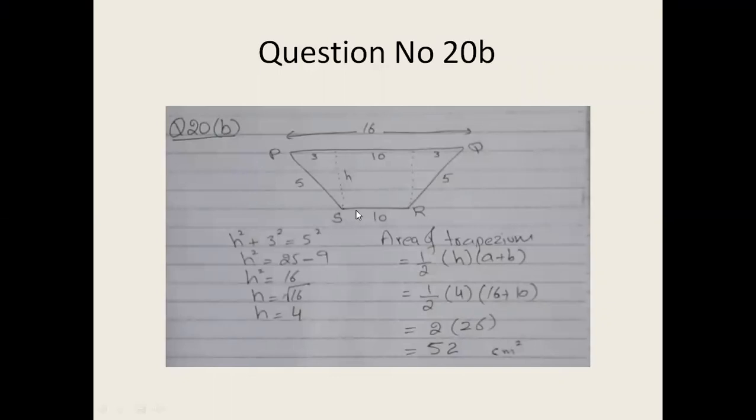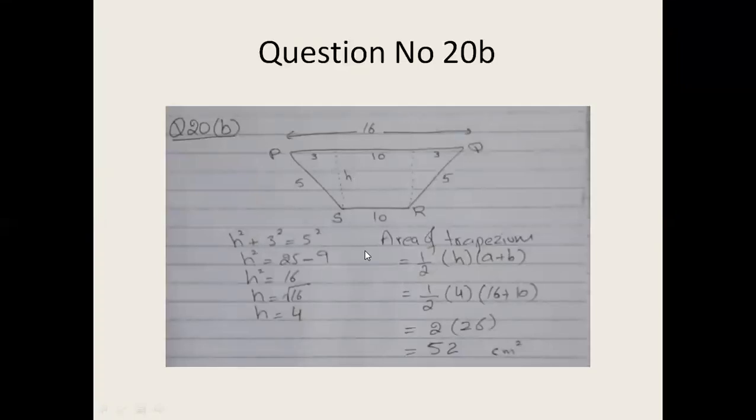So this is 10. So this portion will be 10. The total thing is 16. So 3 portion here, 3 portion here. So here you have 3, and this side is 5. So I can apply the Pythagoras. So h square plus 3 square equals 5 square. h square equals 25 minus 9. h square is equal to 16. Take square root on both the sides. So h is equal to 4. So this thing is 4.